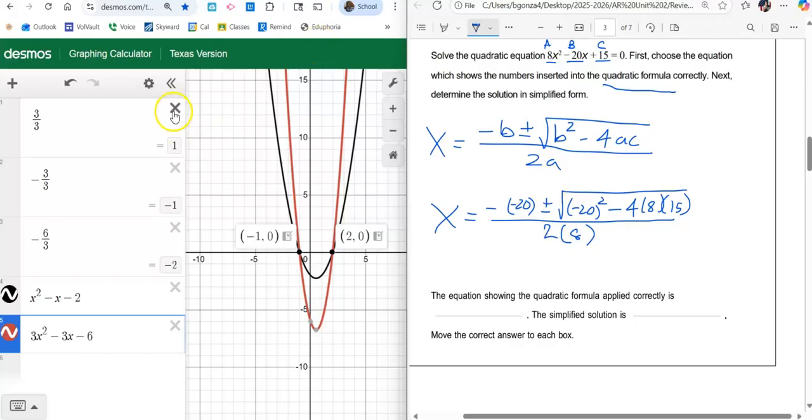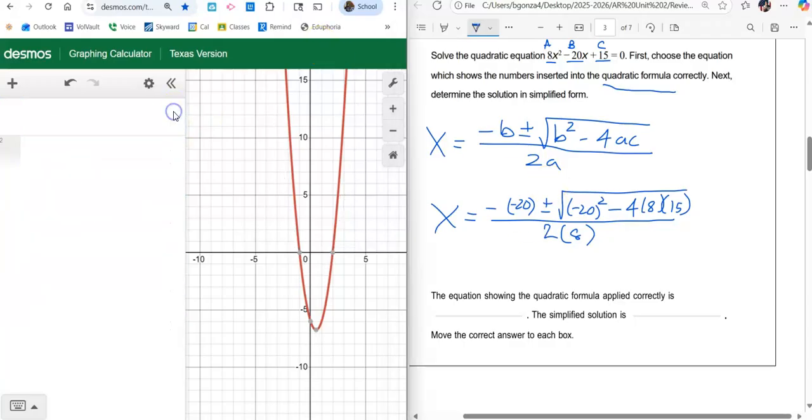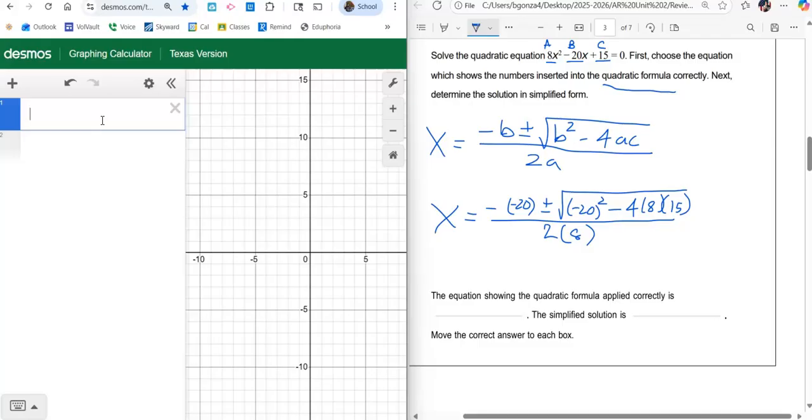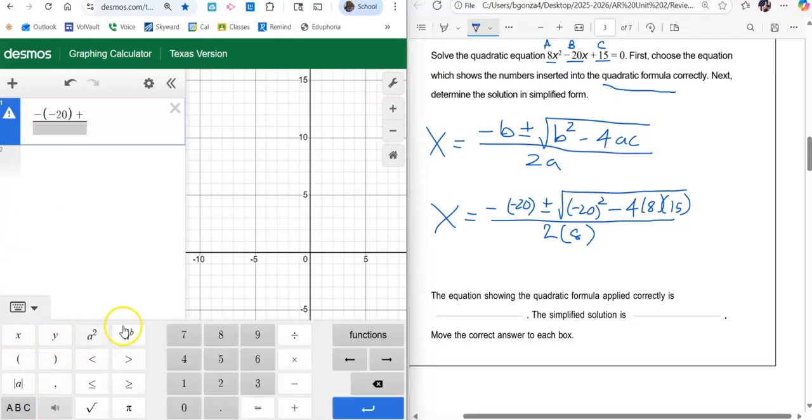So we can type all that into Desmos. Hit the divide button first, and then start typing in negative 20 plus, square root is in this keyboard, negative 20 squared minus 4ac over 2a.